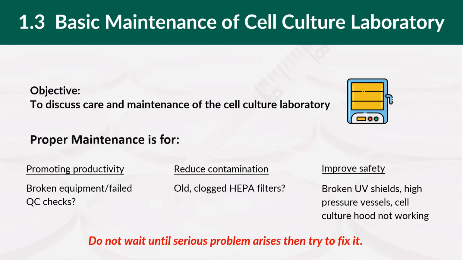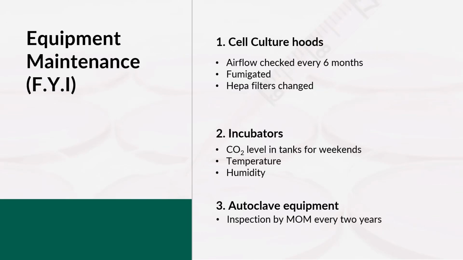So you do not want to wait until a serious problem arises and then try to fix it. Therefore, you do proper maintenance to promote the productivity of your work, help to reduce contamination, and also help to improve safety. There are three key equipments in the cell culture lab that require good maintenance and attention, particularly by the lab managers and researchers. The first one is the cell culture hood.